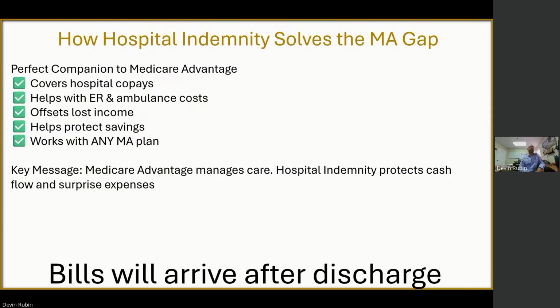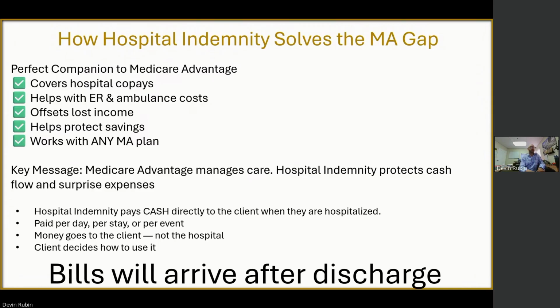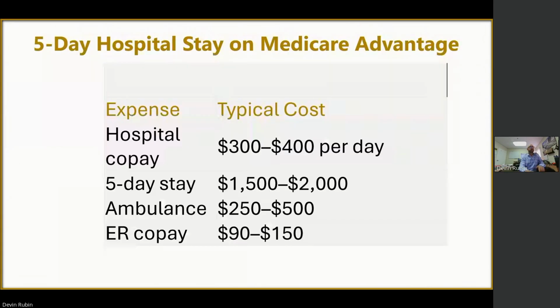So, a hospital indemnity plan provides cash flow from surprise expenses. And we know from working with clients that clients have no idea how their benefits work, and they will get surprise bills after they're discharged from the hospital. So you have to be able to help your clients understand that when they leave the hospital on a Medicare Advantage plan, they are going to have bills, right? And these are some of the bills that we see from a standard 5-day hospital stay on a Medicare Advantage plan. So it's in your best interest to bring this up as a solution.